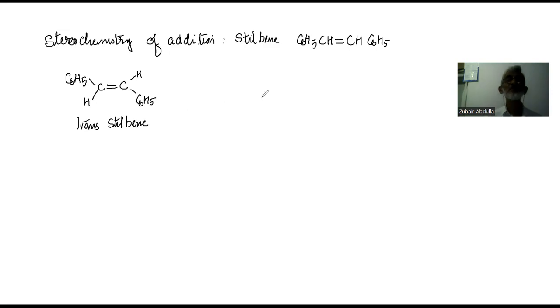Trans-stilbene. And here we have H, C6H5, C6H5. So this is the cis form of the compound.